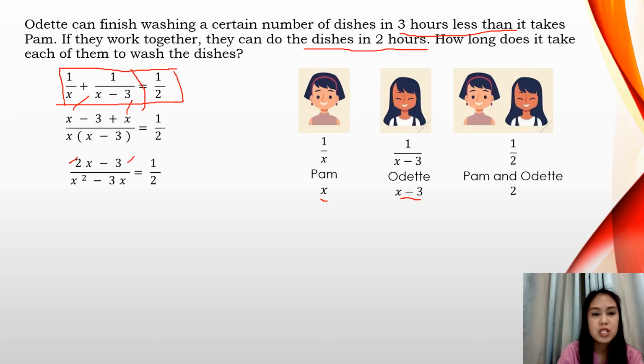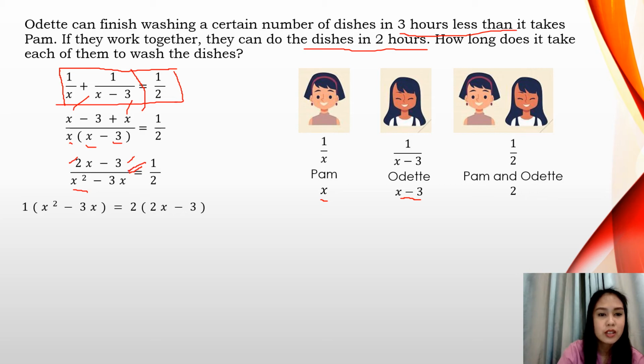And then x will be distributed to x minus 3. So x times x, that's why we have x squared. And x times negative 3 is negative 3x. And the right side will be the same as 1/2. Now, as we can remember, we have two fractions on both sides of the equation, so we can now cross multiply. Cross multiply 1 times x squared minus 3x and 2x minus 3 times 2 on the other side of the equation.